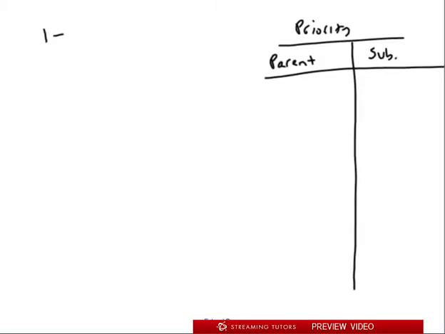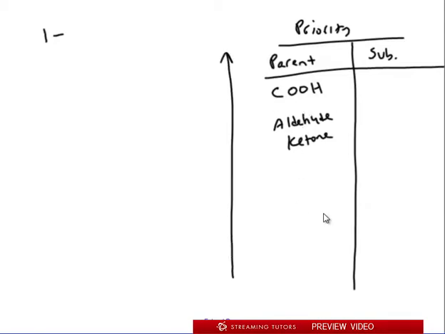Now, the most important parent that you can have, the one that wins all the time, is a carboxylic acid. So carboxylic acid is at the very top of our list. Aldehydes and ketones follow. Aldehyde is higher priority than ketone, so this is increasing in priority going this way.